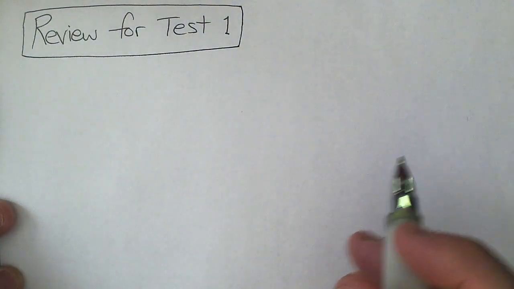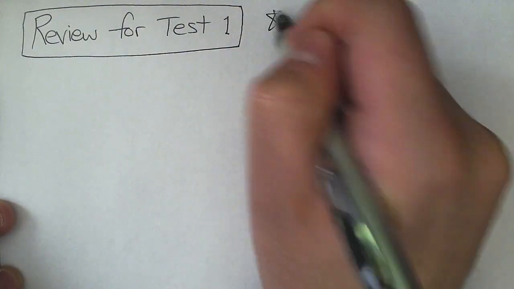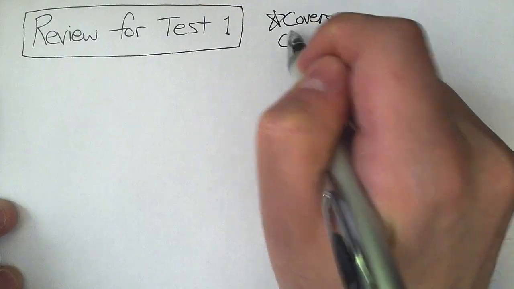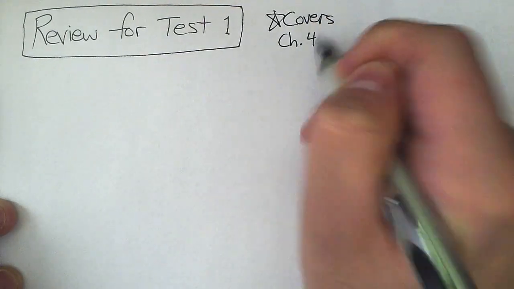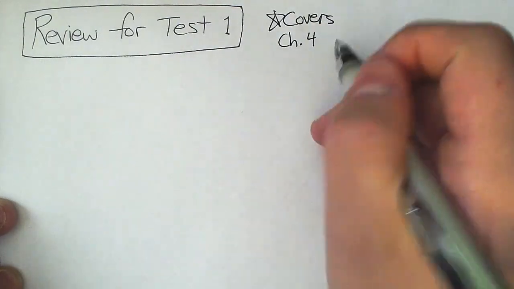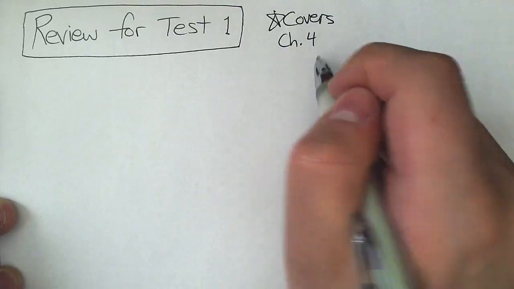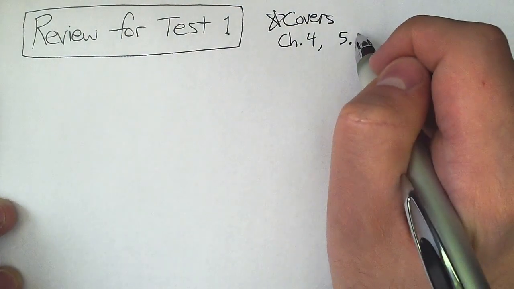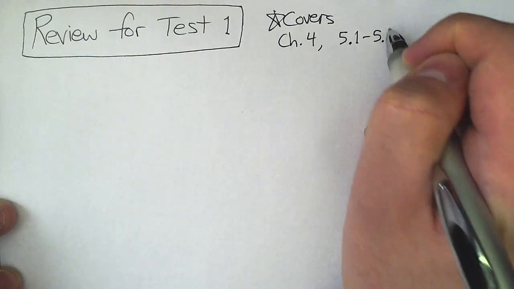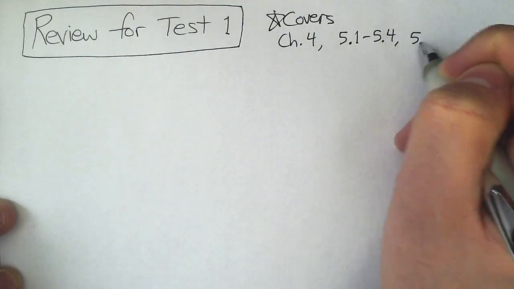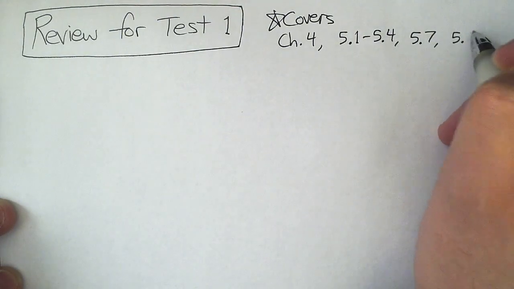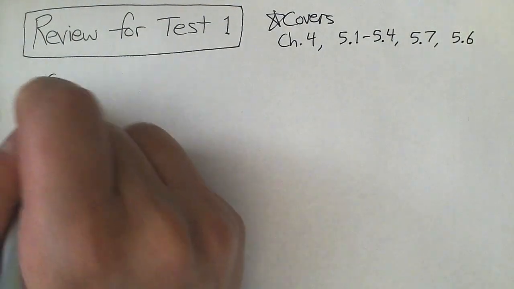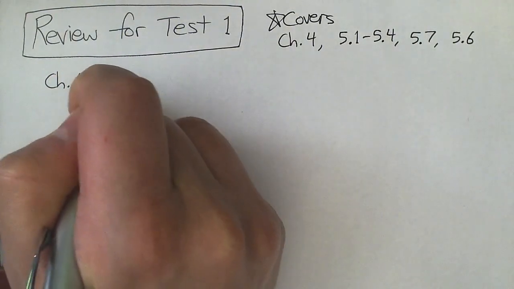So first of all, what does the test cover? So I'll put that up here. This covers chapter 4. Well, I use section numbers from a textbook, but I'll go through the outline and remind you what all of this means. But we called it 5.1 through 5.4. Then we did 5.7, and then we did 5.6. That was the order we did them in. So now I'll tell you what those things are.